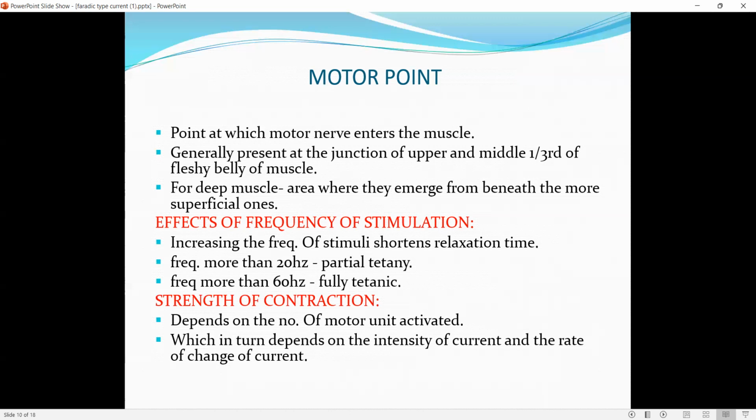Effect of frequency of stimulation. Increasing the frequency of stimuli shortens the relaxation time. At a frequency of more than 20 Hz, there is partial tetany, and at a frequency of more than 60 Hz, fully tetany. Strength of contraction, what is that? It depends on the number of motor units activated, which in turn depends on the intensity of the current and the rate of change of the current.